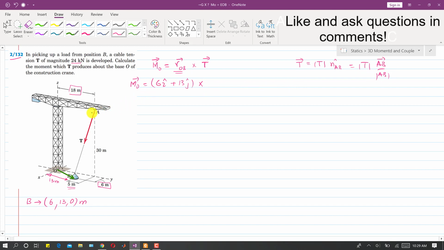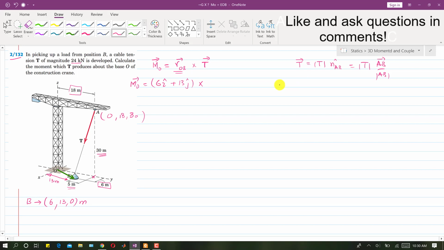Now for that we need to determine the coordinates of this point A. What will be the coordinates of point A? To reach this A, first we need to travel along the y-axis. How much will we travel? 18 meters along y, and then we will reach this point. Then we will travel 30 meters along z, so I will write 30. Since this point A is in the YZ plane, there is no need to travel along x, so this will become 0. So these are the coordinates of point A.